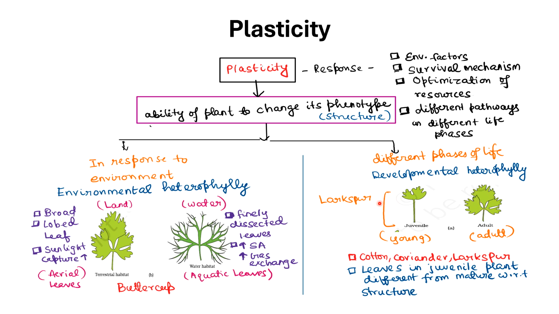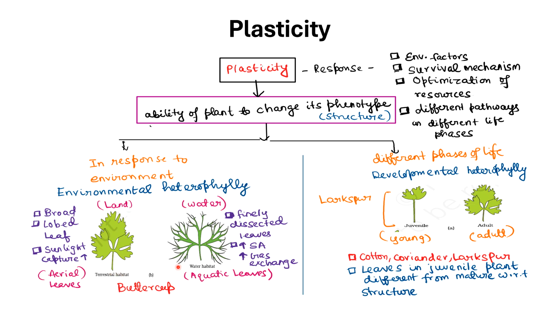So it is showing two types of leaf structures in the different phases of the life. Young leaf, or juvenile leaf, is different from that of the adult leaf. So this term is called developmental heterophylly. And second is in response to environment, that is called environmental heterophylly. So see, example of it is buttercup.